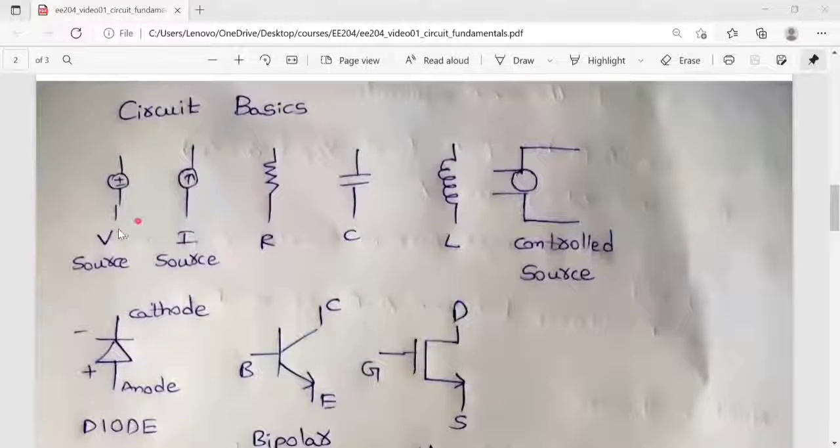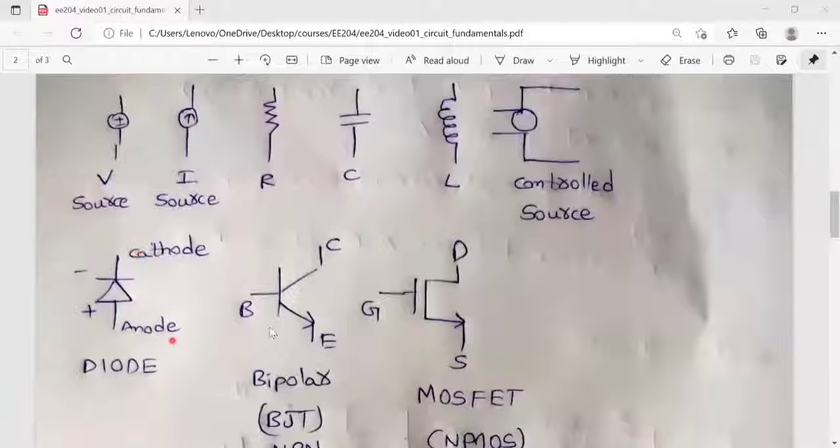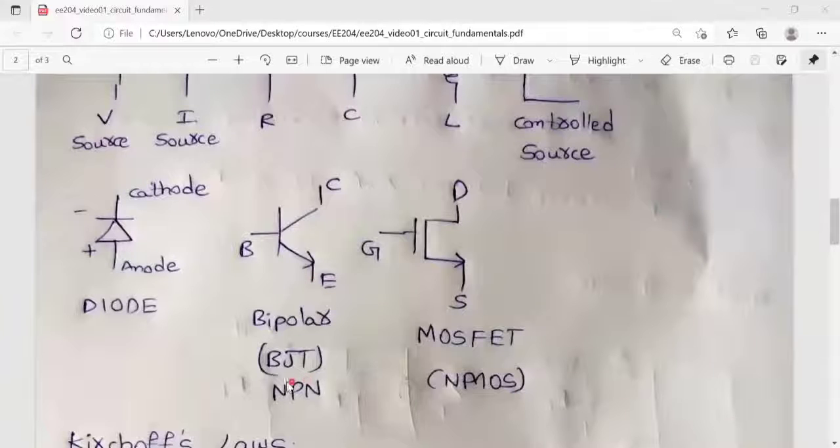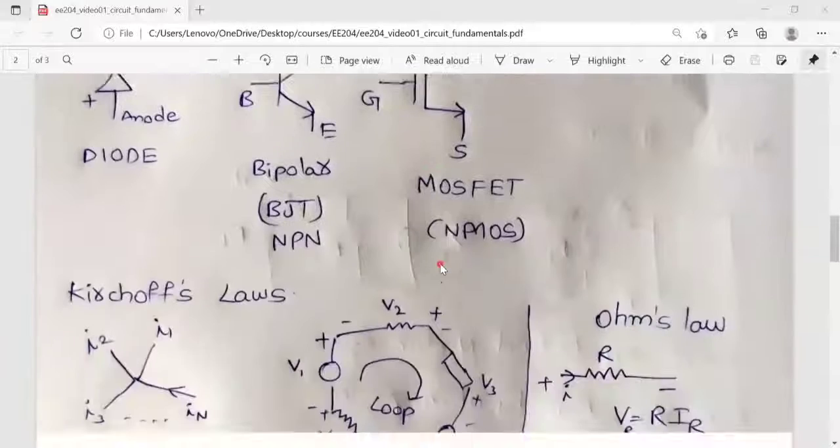The basic elements of analog circuits are a voltage source, a current source, resistor, capacitor, inductor, and a control source. We can control the source using these two terminals. Basically, we are controlling either a current or a voltage using these two terminals. This source is known as a control source, and this is a diode. This is a BJT, bipolar transistor. This one is an NPN transistor, and this is a MOSFET. These are the symbols for these elements.